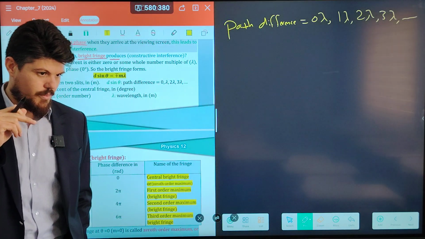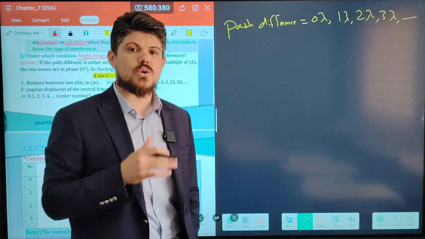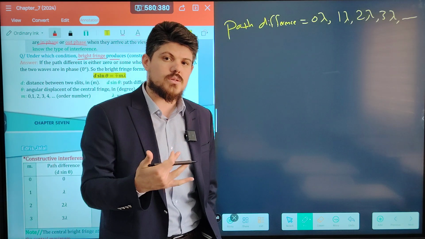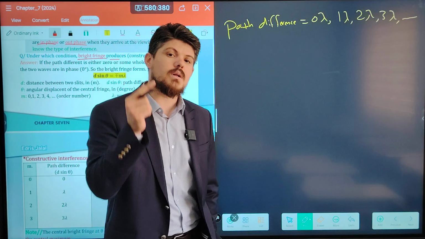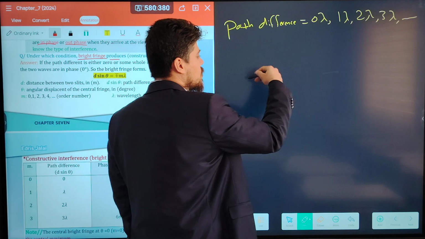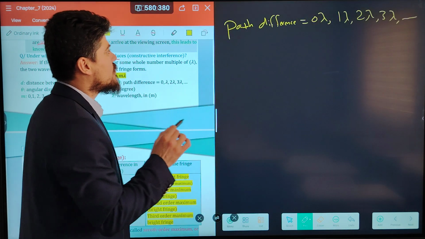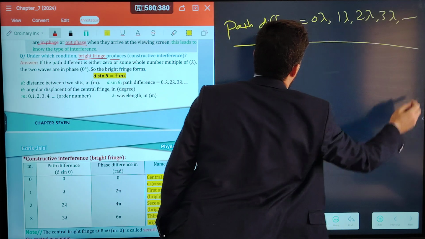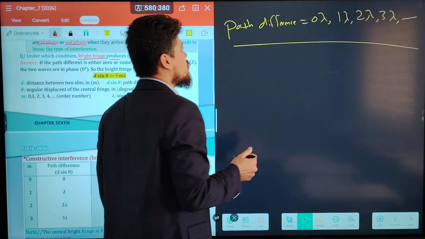When does the interference between the two waves become constructive and the bright fringe occur? If the path difference is equal to what? Whole number multiplied by wavelength. Whole number, according to basic math, including 0, 1, 2, 3, and so on. Multiplied by what? By wavelength. These are the conditions of constructive interference between the two waves.